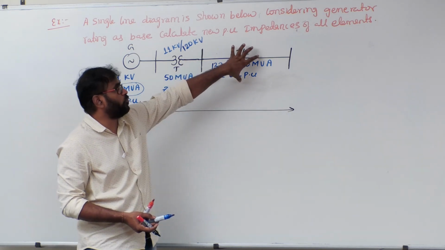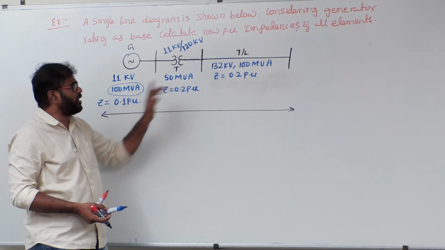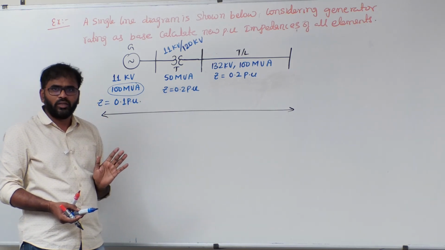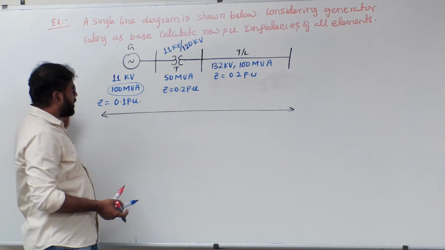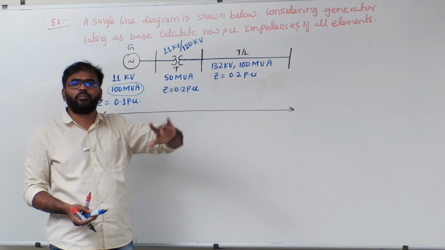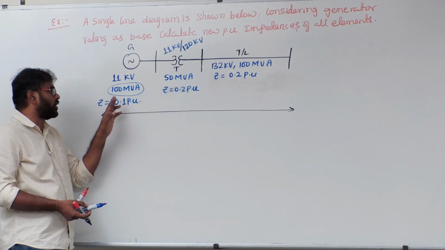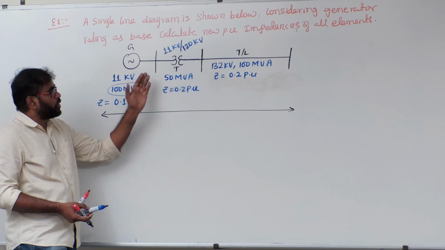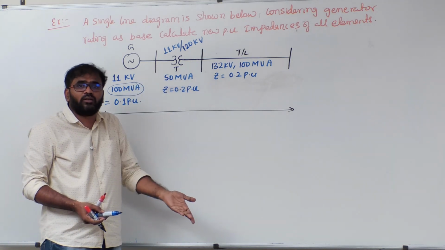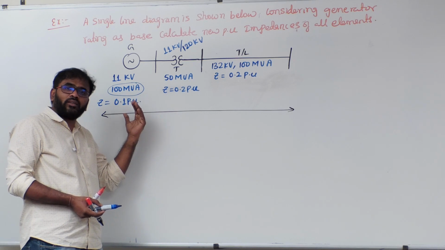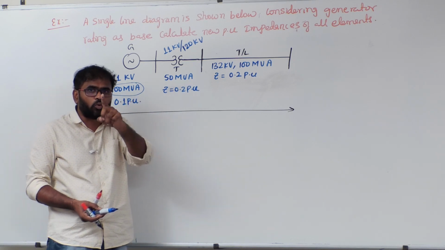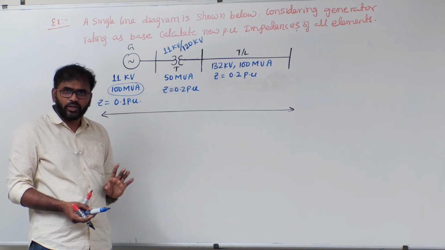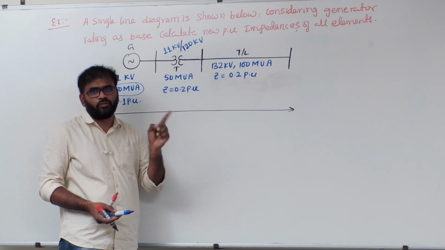Now, what is the MVAB new for the transmission line? 100. MVAB old also 100. Okay, clear. So for the complete network, the new MVA base is 100. Because of the presence of the transformer, the MVA base will not change, but the voltage base will change. Clear? How the voltage base will change, we will see now.